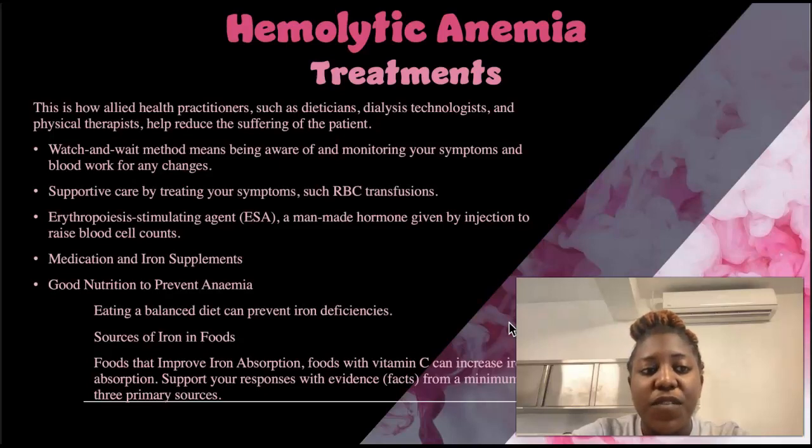There is also supportive care by treating your symptoms, such as red blood cell transfusions, erythropoiesis stimulating agents, which is a hormone given by injection to raise blood cell counts, medications, and iron supplements. Good nutrition is very important to also prevent anemia. So this may include eating a balanced diet, which can prevent iron deficiencies, having a good source of iron in foods that improve iron absorption. Foods with vitamin C can increase iron absorption as well.